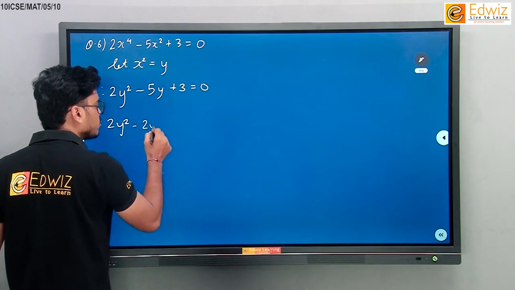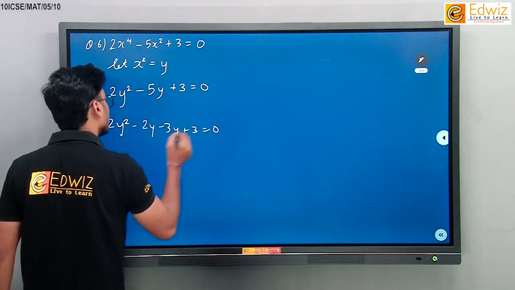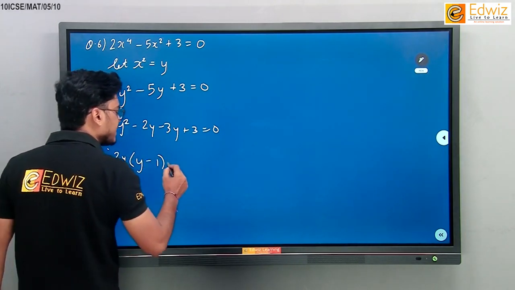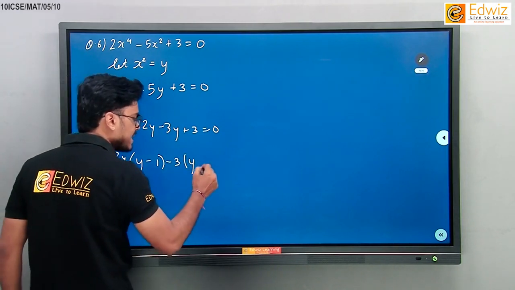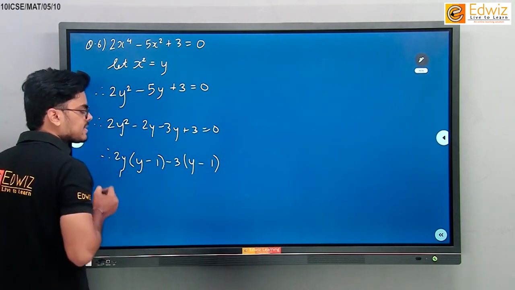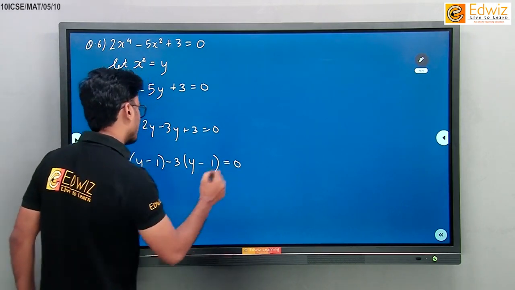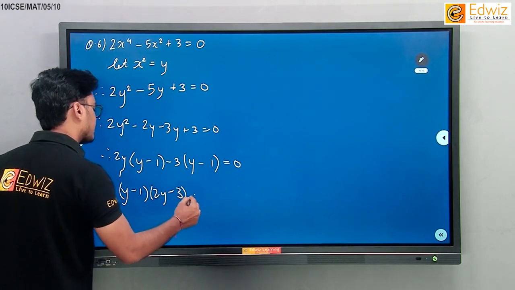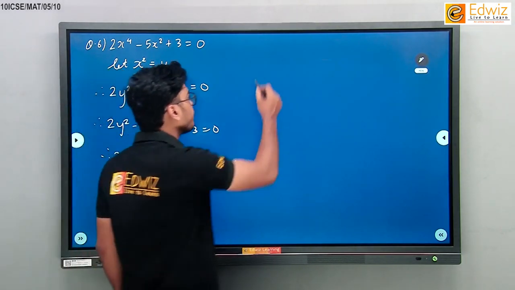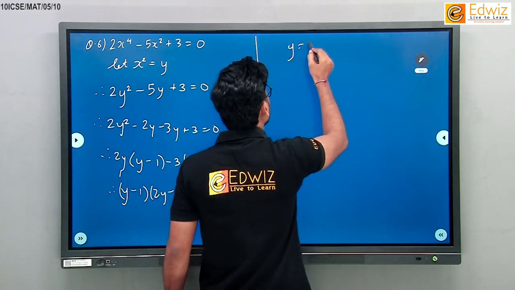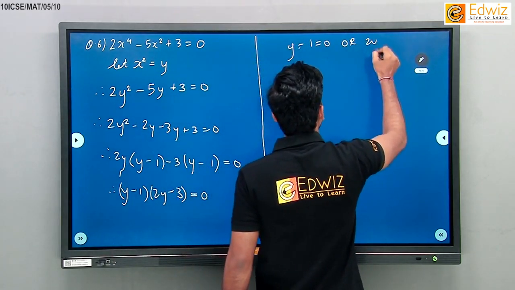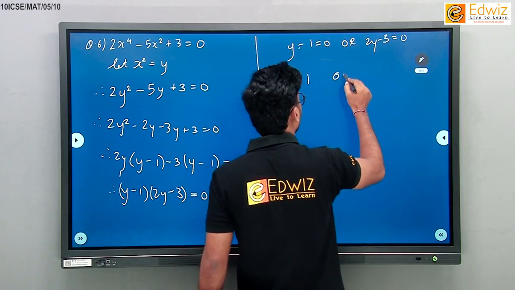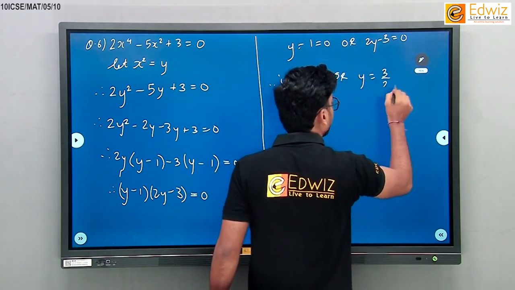2y square minus 2y minus 3y plus 3 equal to 0. You can take 2y common here, which means y minus 1 will be left behind. If we take minus 3 common here, again y minus 1 will be left behind because it is a minus sign we are taking outside. Okay? So the two brackets here are y minus 1 and 2y minus 3 equal to 0. That means y minus 1 equal to 0 or 2y minus 3 equal to 0. That means y equal to 1 or y equal to 3 divided by 2.